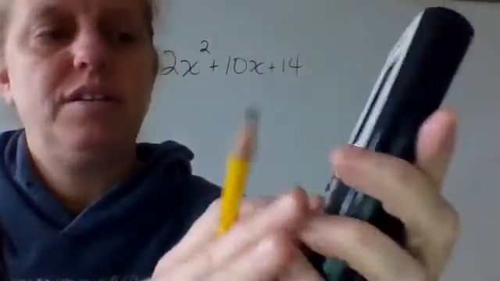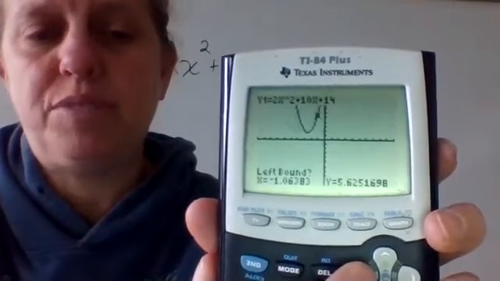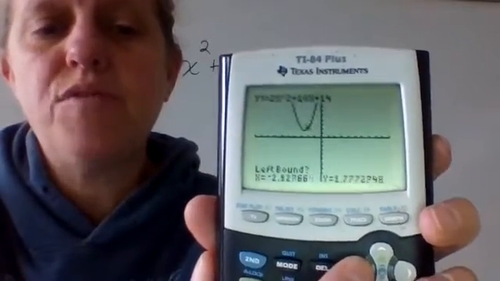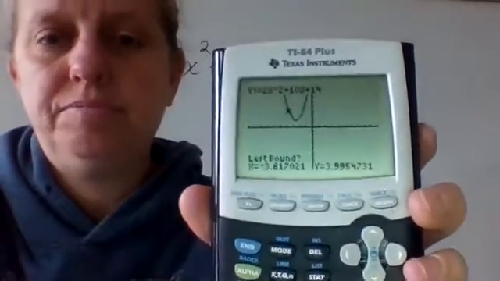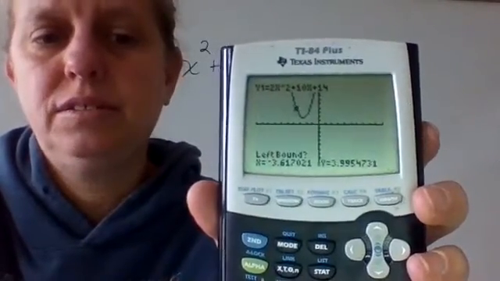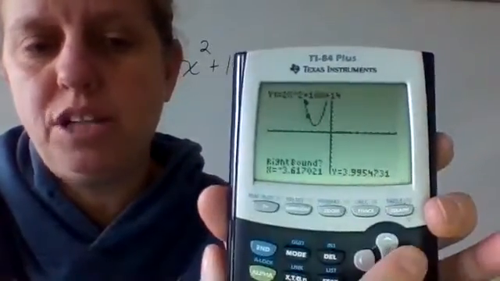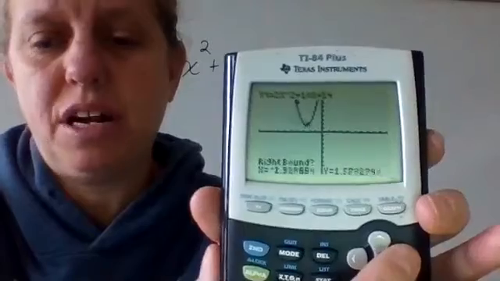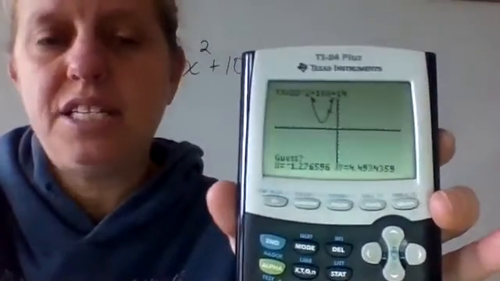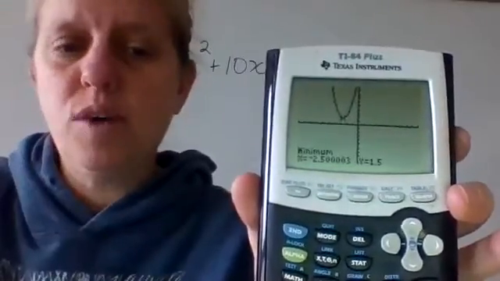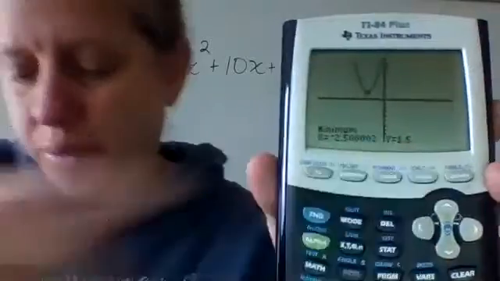So go to the left. See, there it is. Once you hit it a few times, you'll start seeing it. And just get over to the left side of your vertex. Anywhere, doesn't matter. And hit enter. Now, it says right bound, so put it on the right. So go back over to the other side and put it on the right side and hit enter. And then on the guess, just hit enter again. So look what this one says. The vertex is at -2.5, 1.5.